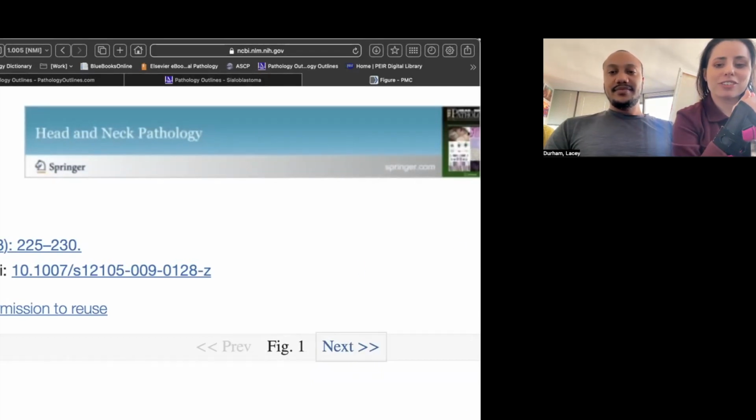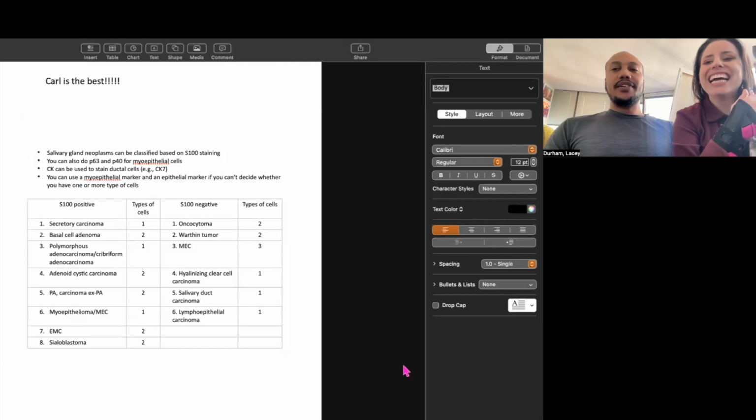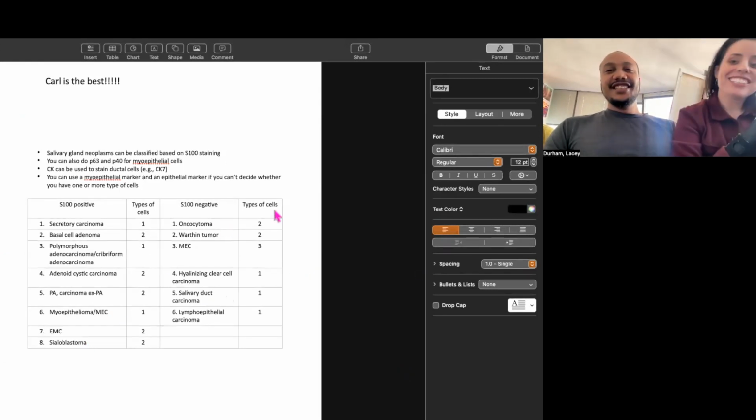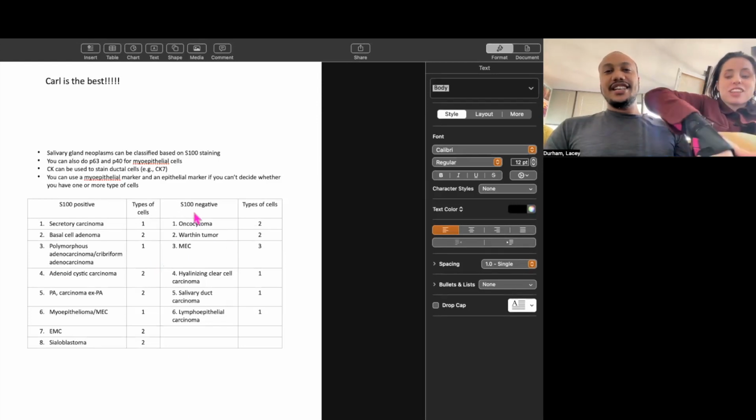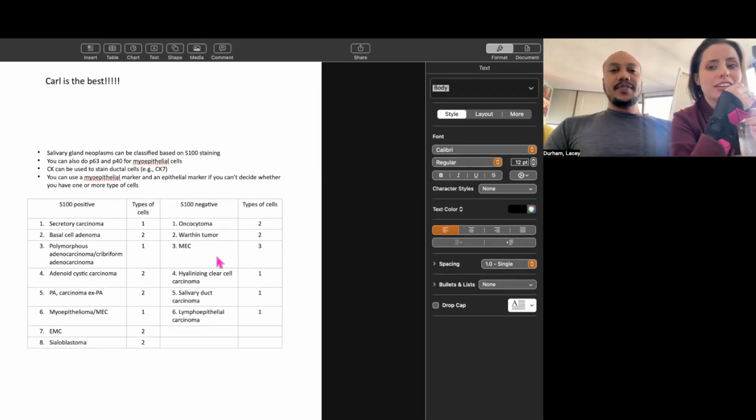But that's beyond the scope of our discussion today. Sorry, we're going to stay on focus. Okay, so that was a sialoblastoma. It looked to me like a glomus tumor. I just wanted to see if it was. Yeah, and the S100 is negative.